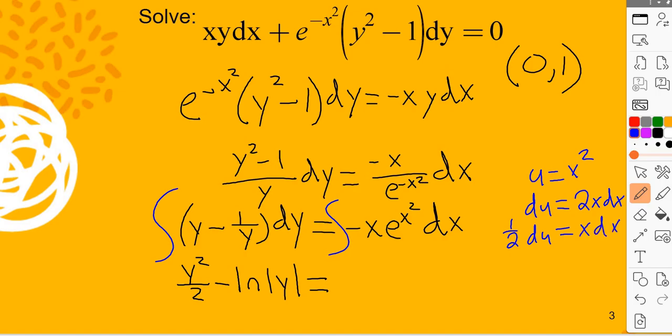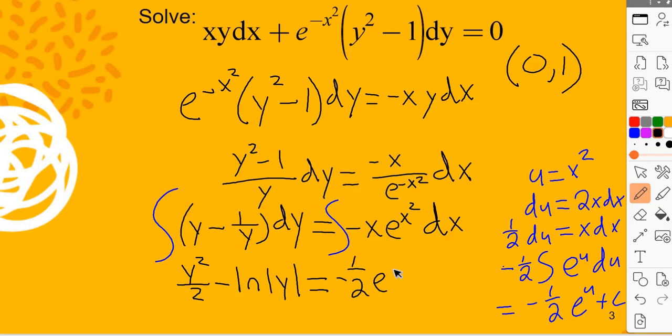So our integral becomes, I still technically have a negative, right? So it's going to be a negative 1/2 integral of e to the u du. What is the antiderivative of that? e to the u plus c. What was our u? x squared. So we're just going to plug that back in.